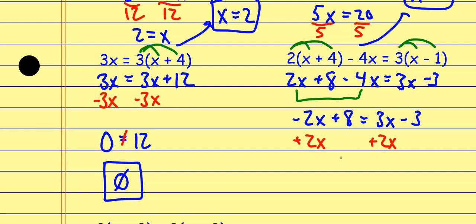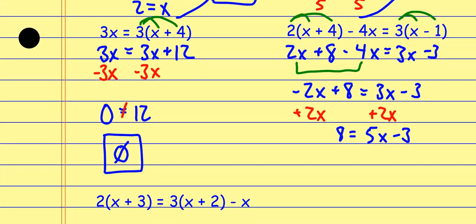And so over here, I'm left with just the 8. Over here, 3x plus 2x is a 5x. And now I can solve the way that I've been solving. I undo the operations, working backwards through order of operations. So I undo that subtraction by adding the 3 to each side. And now I undo this multiplication with division.